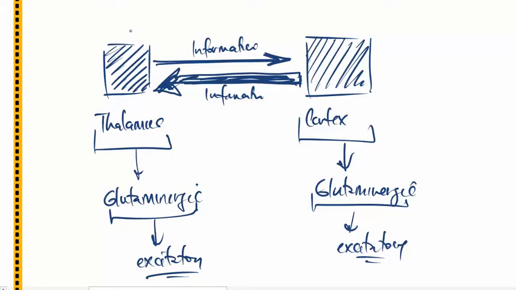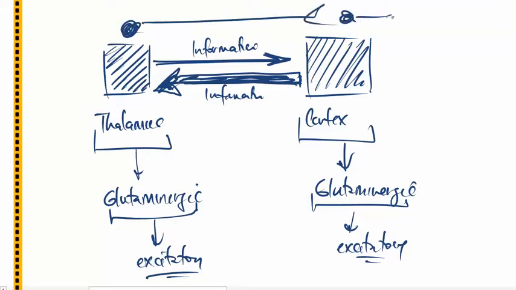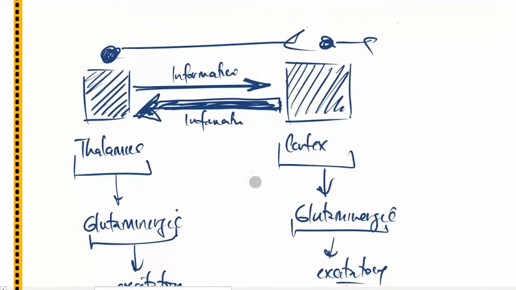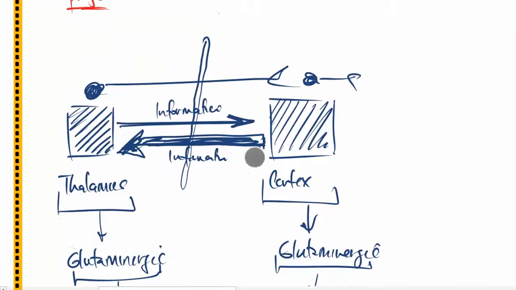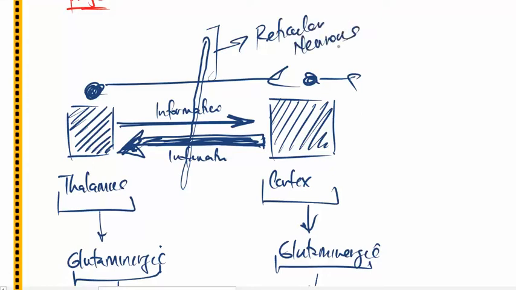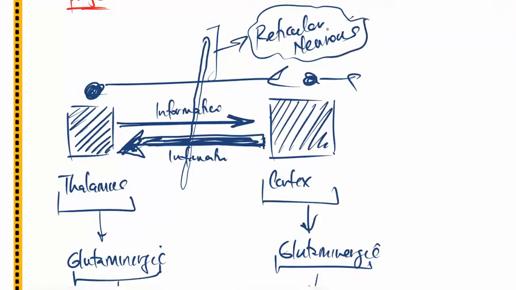So it turns out that the information doesn't just go from one neuron here and then synapse like so. There's actually an in-between, you might call it a mediator. You have these reticular neurons, and these reticular neurons are going to be modulating the information that's going between these two.